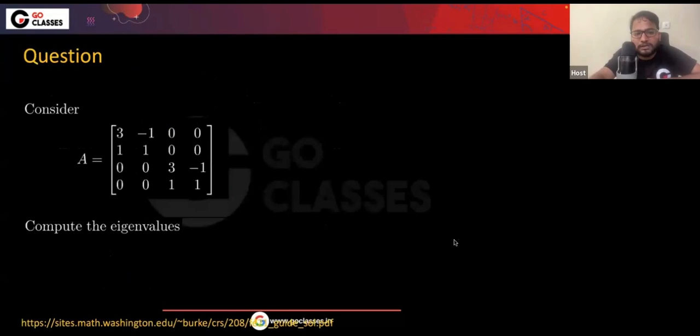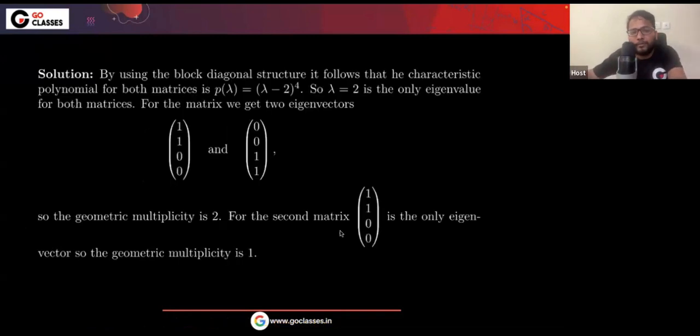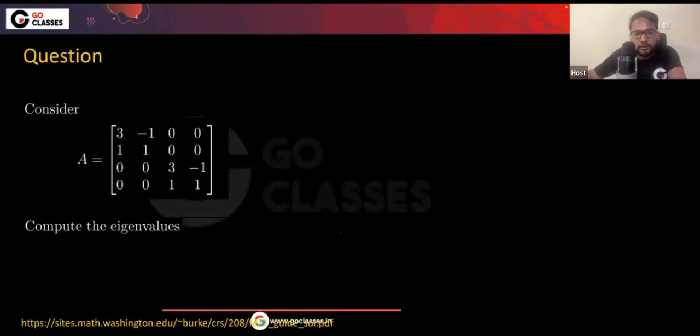Okay, consider this. Compute the eigenvalues. So now the things are a little different. Now they're asking you to compute the eigenvalues instead of the determinant. Let's see if you can do this. This is really interesting. Computing the eigenvalues actually also requires you to find the determinant, right? So let me just go to the next page.